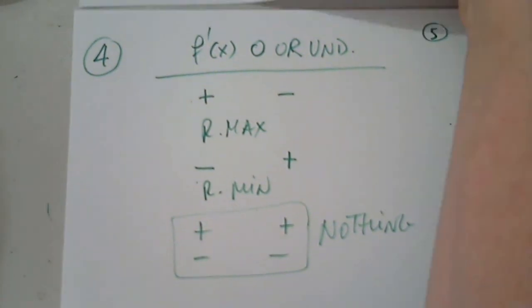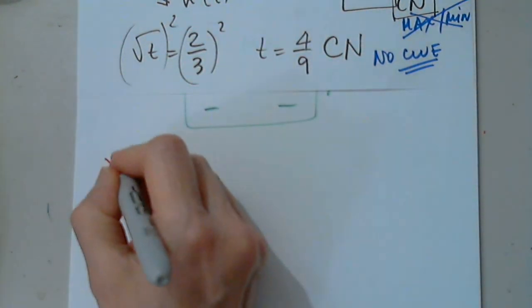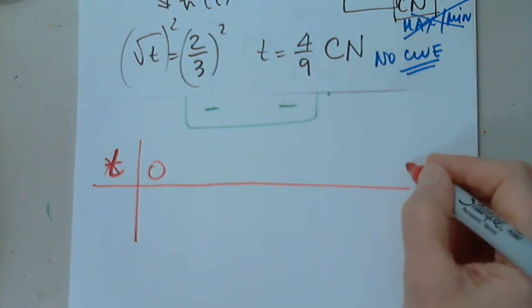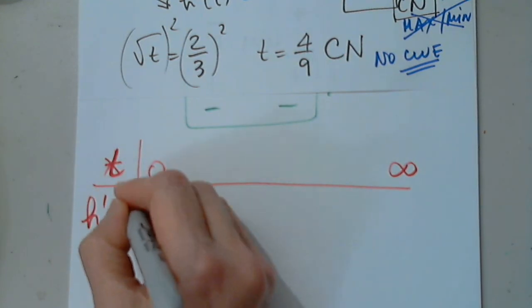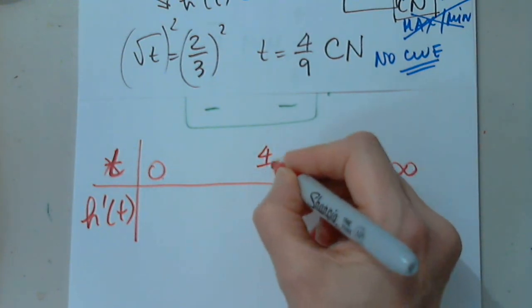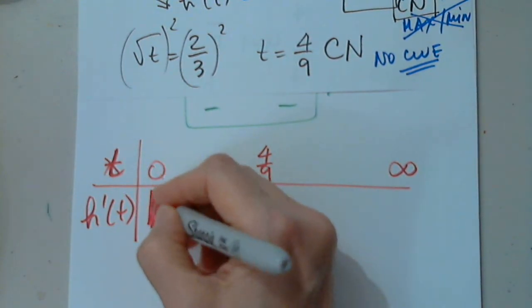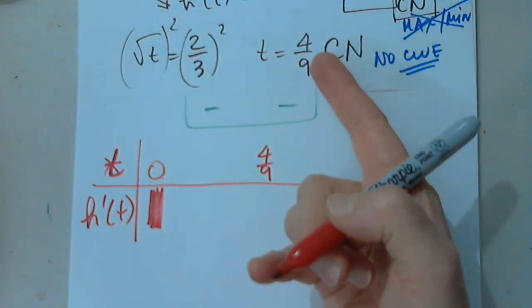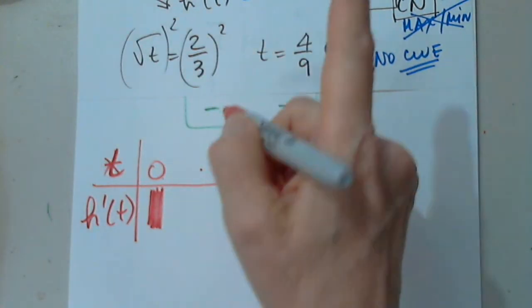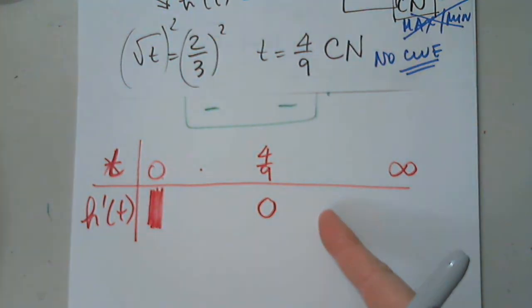So, coming back to our function, I'm just going to write it here. It was t, the interval 0 to infinity, and this is h prime of t. And we had 0 here, and 4/9 here. At this point, the derivative is undefined. There's nothing I can write here. At 4/9, the derivative is 0. I'm going to pick a number, plug it in the derivative, and see the sign.